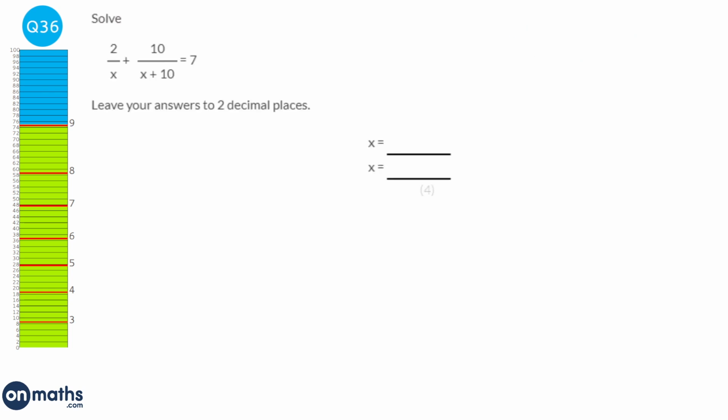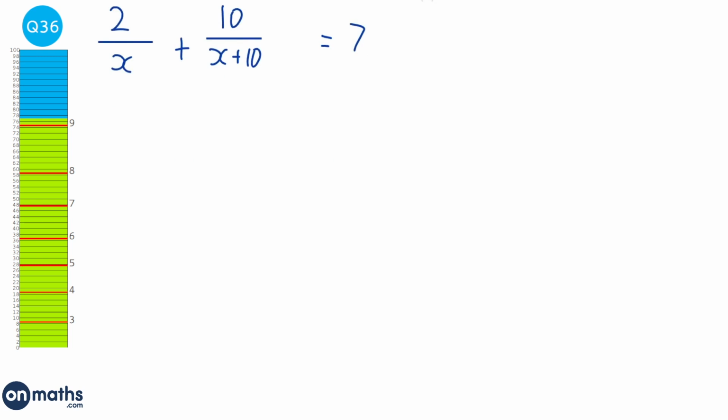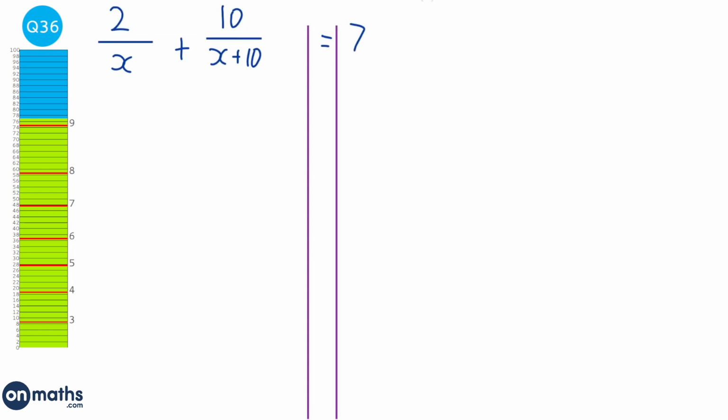As always with this type of question, we want to get rid of the fractions or brackets if we have any. Here we've got some fractions, so we're going to start by getting rid of them. I'm going to start by copying down the question, and I'm going to give plenty of space, because these kind of questions do get out of control quite quickly. So we've got 2 over x plus 10 over x plus 10, and then we've got equals 7. So I'm just going to scroll down and give us lots and lots of space. Put my tram lines in for the equals.